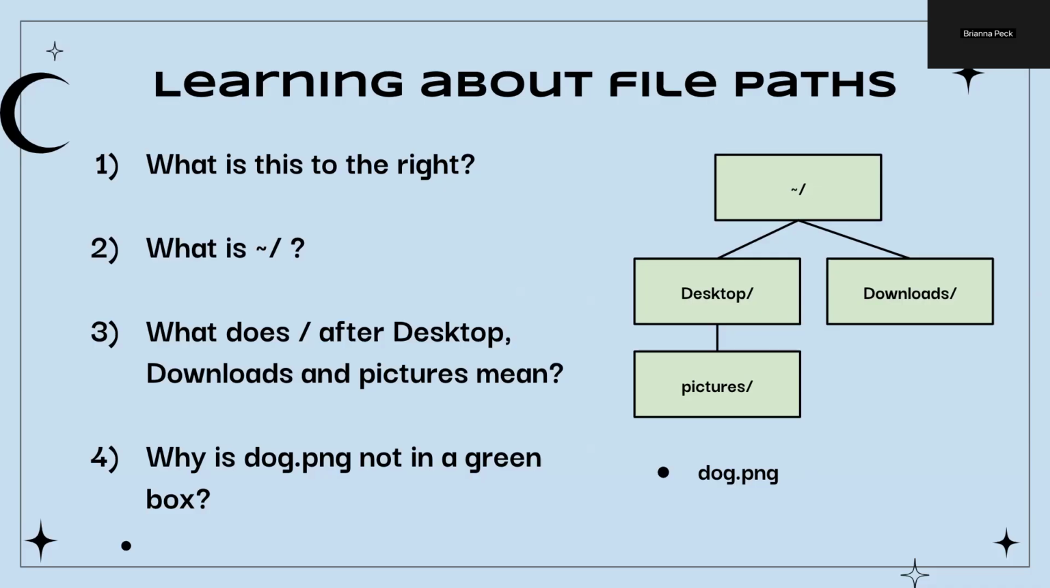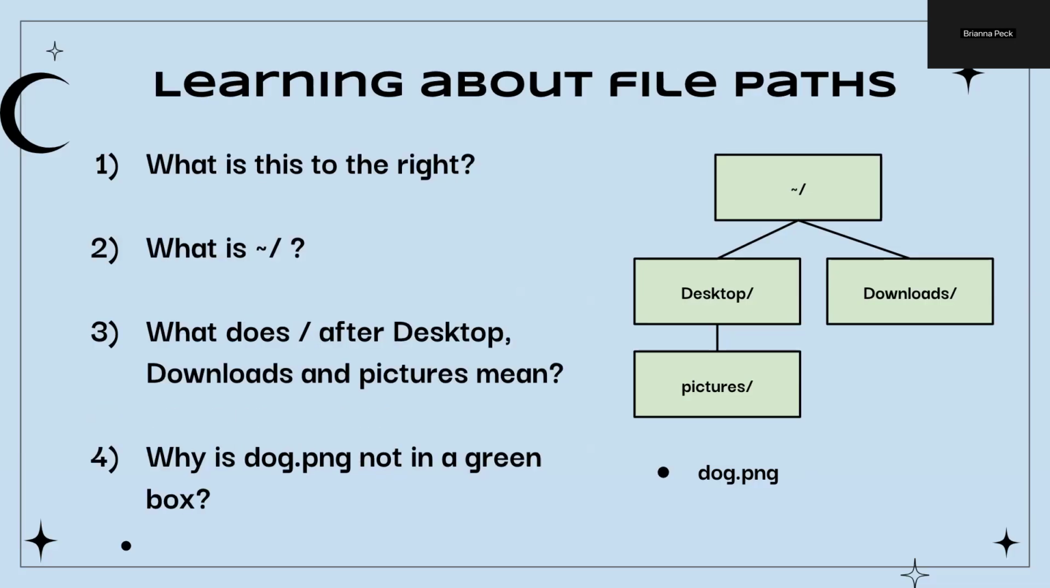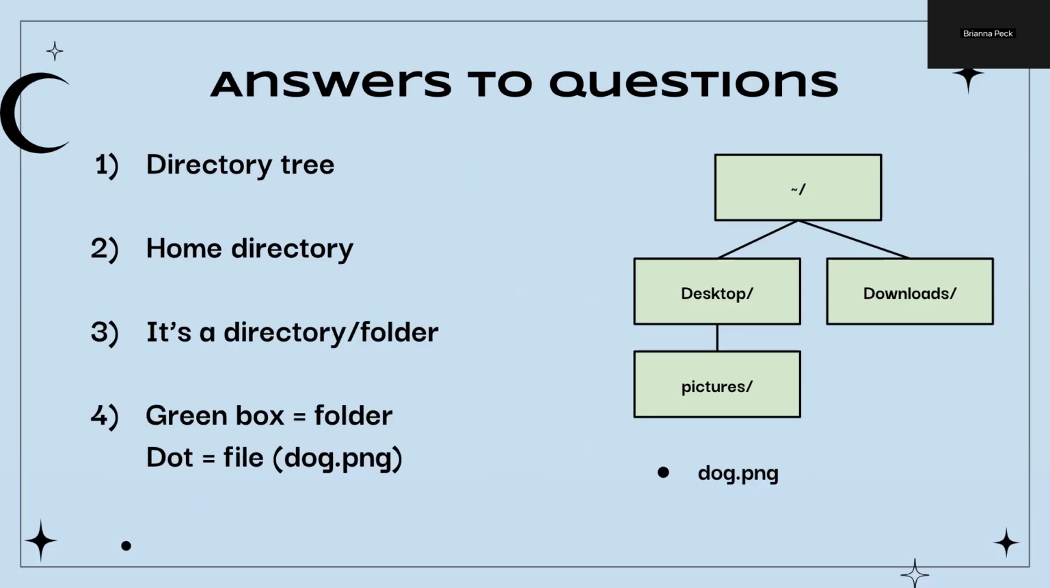Okay, sorry, I'm going to keep moving just because we do have to catch up. So the first one, this little diagram is going to be a directory tree. Basically it just shows you a visual representation of your file path. The second one, the tilde / is going to be your home directory. So if you open up Git Bash or your terminal, that's basically what it should open to every time. If it doesn't, come see me.